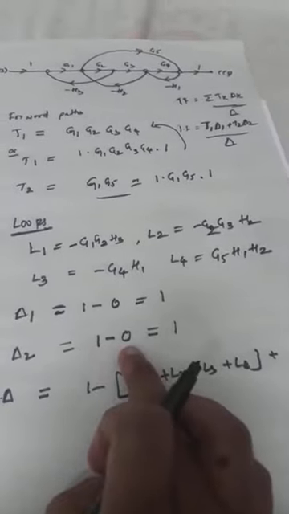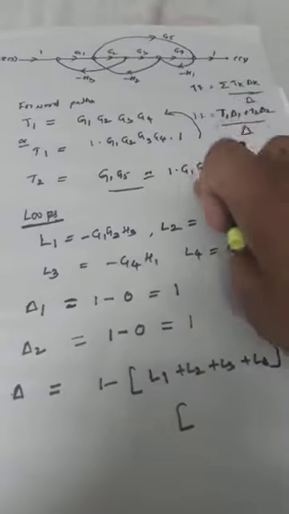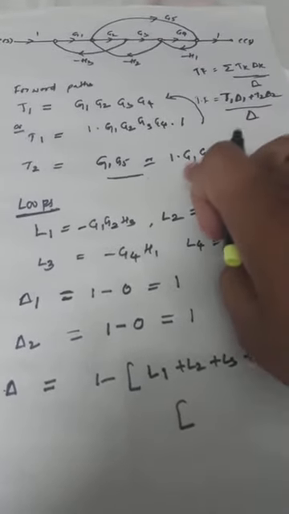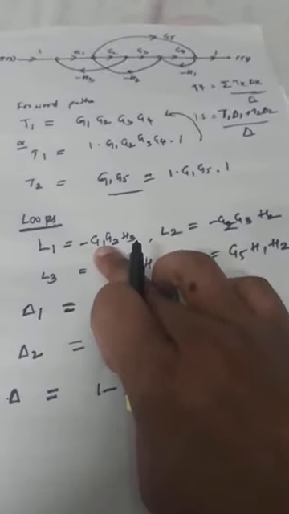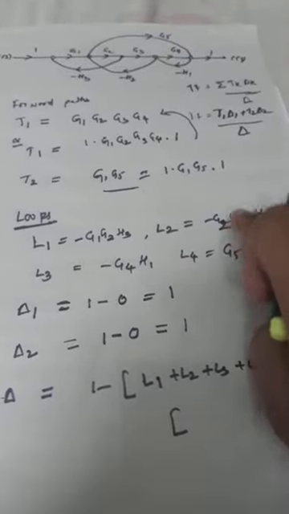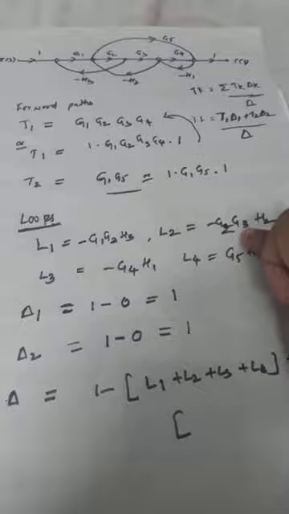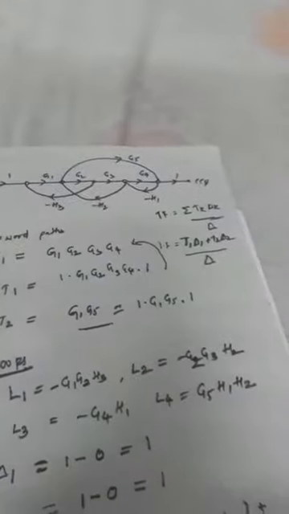1 minus, you should consider the loop which is not touching the second forward path. The second forward path is G1 G5. See, first G1 is common here in the first loop, that means it is also touching. Here, though there is no common gain between the second forward path and the second loop, here you just go through the signal flow graph.